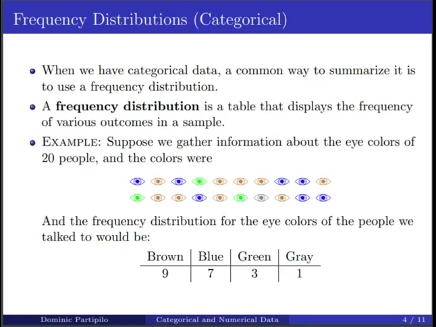For example, let's say we gather information about eye colors of 20 people and we end up with this. Let's say the first person we talked to had blue eyes, the next person we talked to had brown eyes, the next person after that had blue eyes, and so on. What we could do is count the number of people who had blue eyes, count the number of people who had brown eyes, and do that for all the colors, and we would end up with something like this. This means that we found 9 out of the 20 people had brown eyes, and similarly, we had 7 people who had blue eyes.